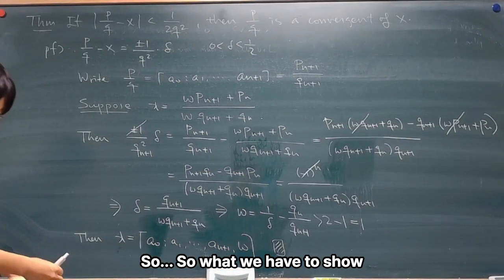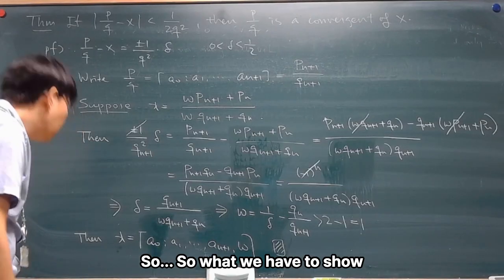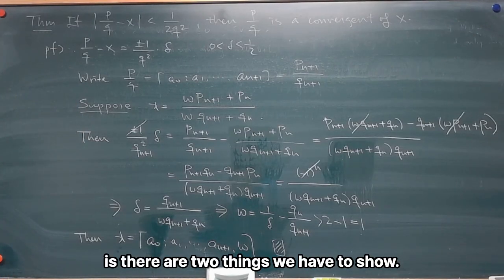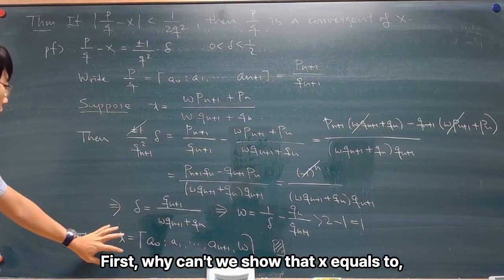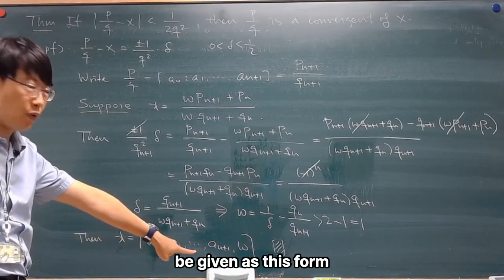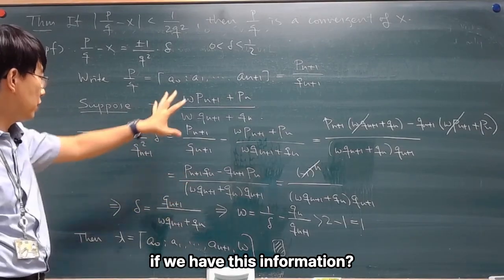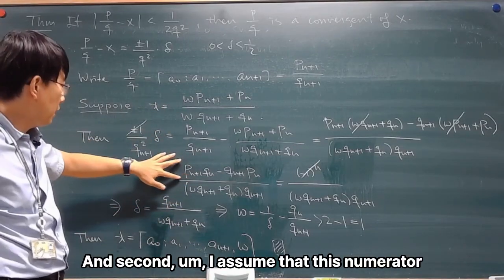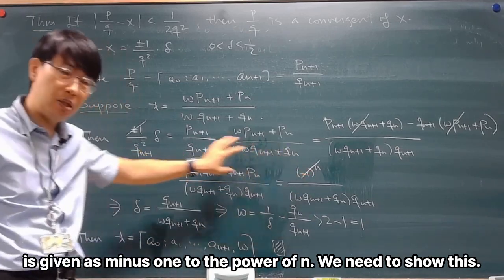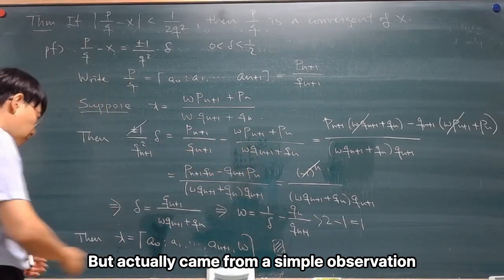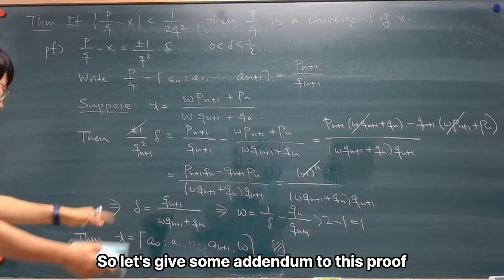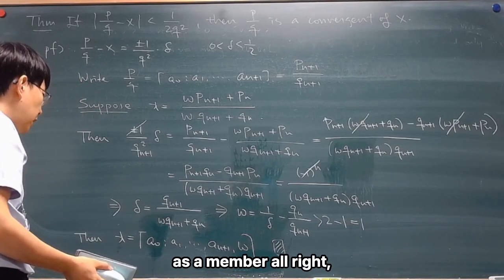So there are two things we have to show. First, why can we show that x is equal to a continued fraction given in this form if we have this information? And second, I assumed that this numerator is given as minus 1 to the power of n. We need to show this. But actually, it came from a simple observation about continued fractions. So let's give some addendum to this proof as a lemma.